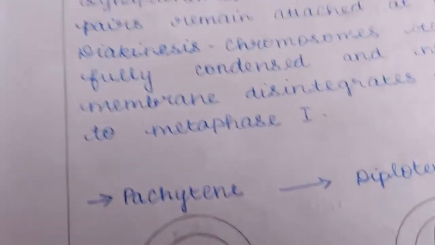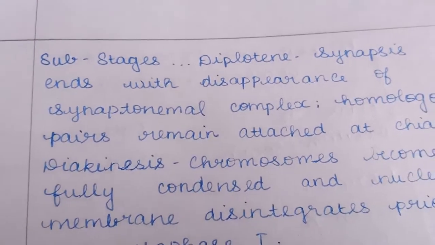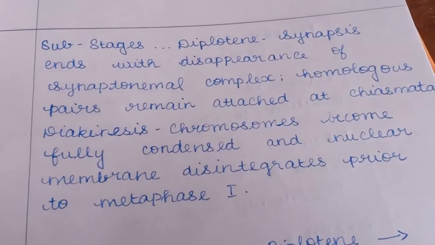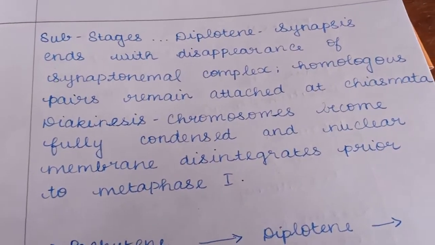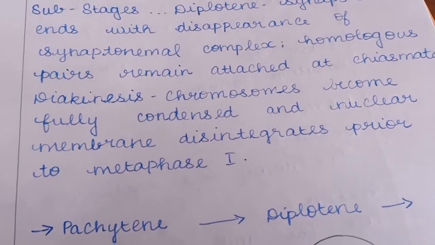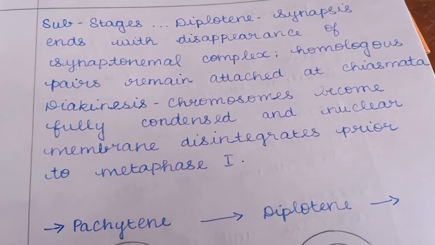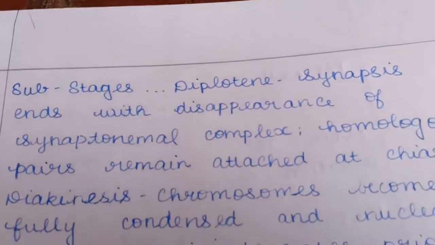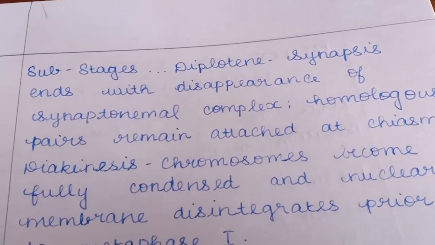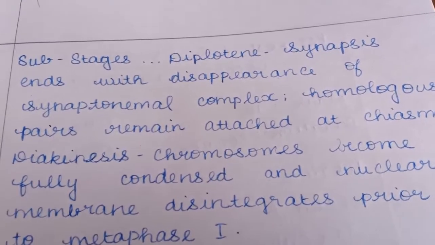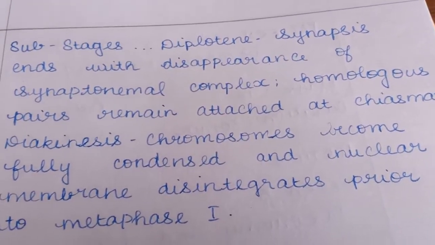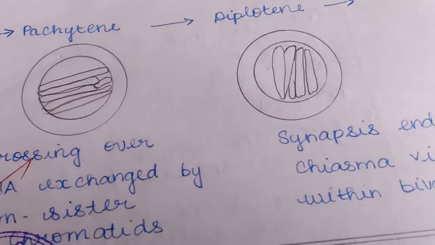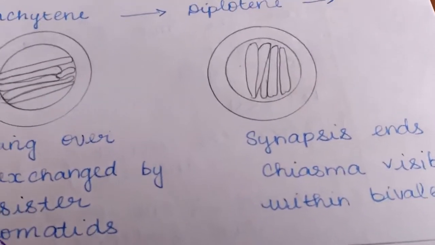Now we'll move to the substage, diplotene. Diplotene is the synapsis that ends with disappearance of the synaptonemal complex. Homologous pairs remain attached at chiasmata and finally lead to diakinesis. We are not going to look into diakinesis, only this point. Diplotene, synapsis ends with disappearance of the synaptonemal complex and homologous pairs remain attached at the chiasmata. So this is what happens here and you get crossing over. You can refer to the diagram in your textbook.